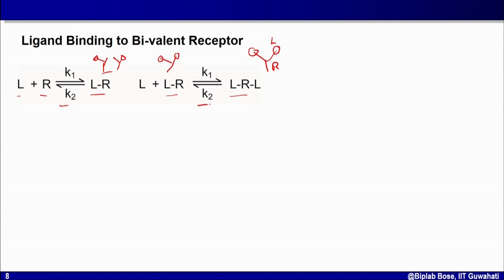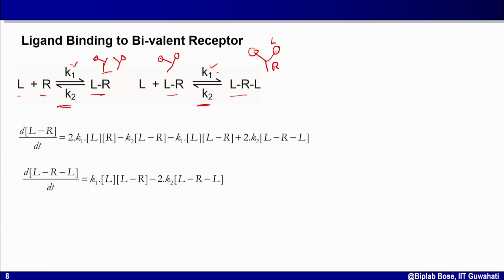And to simplify the process, I have considered that the forward rate constant for the first ligand binding is K1, and it is the same for the second ligand binding also, K1. Similarly, I have simplified by considering that the reverse rate constant from LR to L and R is K2, and the same rate constant applies for dissociation of LRL. So this K2, this K2, this K1, this K1 are the same. In reality they may be different, but for simplification and discussion here in the class I have considered them the same.